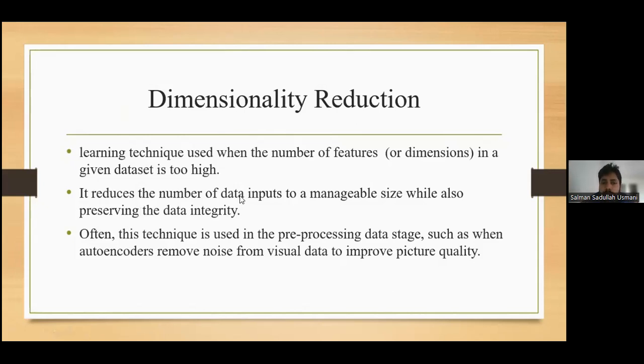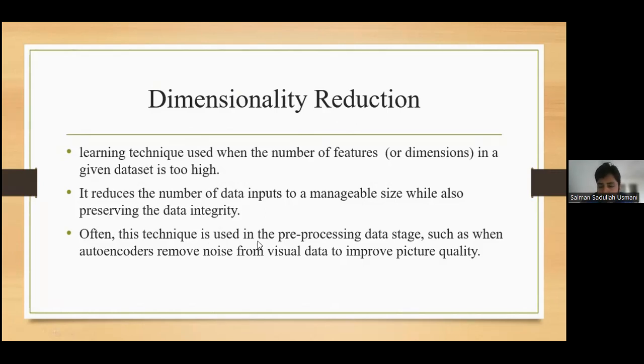That means it reduces the number of data inputs, or features, to a manageable size while preserving the data integrity. The data integrity is not lost. Suppose I have 4 lakh features covering 100% of the data integrity, but I reduce this to 5 to 6 features and still have 95% of the data integrity. So instead of going with 4 lakh, I will go with 5. That is how you reduce the dimension. This is known as dimensionality reduction. It is a very important concept in unsupervised learning, and 90% of the time you will see the principal component analysis technique used as part of dimensionality reduction.